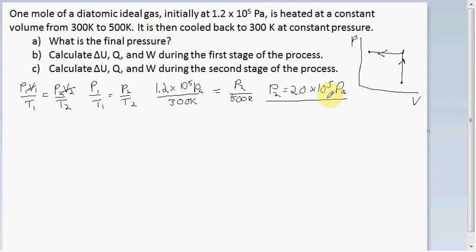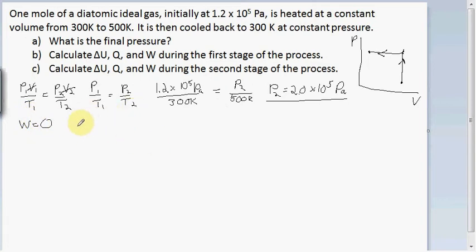Now we're going to calculate delta U, Q, and W during the first stage of the process. Let's start out by looking at what kind of process it is. It's a process which takes place at a constant volume, which means right away that W equals 0, right? The work we're talking about here is the work done on the gas as it changes volume, as it expands or gets compressed, but it's not doing those things, so there is no work.